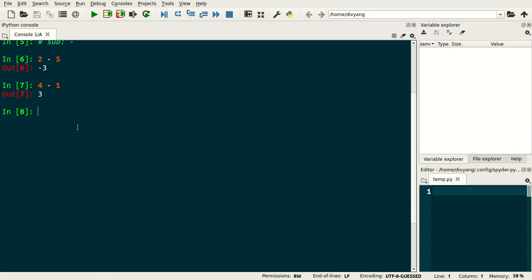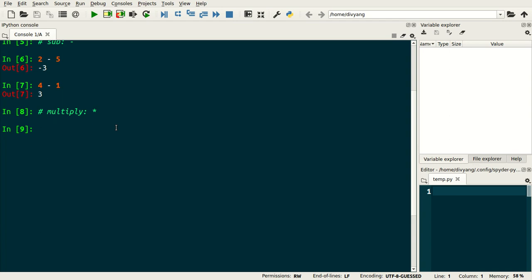Now to multiply two numbers, you can use this star symbol between two numbers. And yes, by the way, using this hash symbol you can comment your statement, which is very useful when you want to add some comment and to make your code readable.